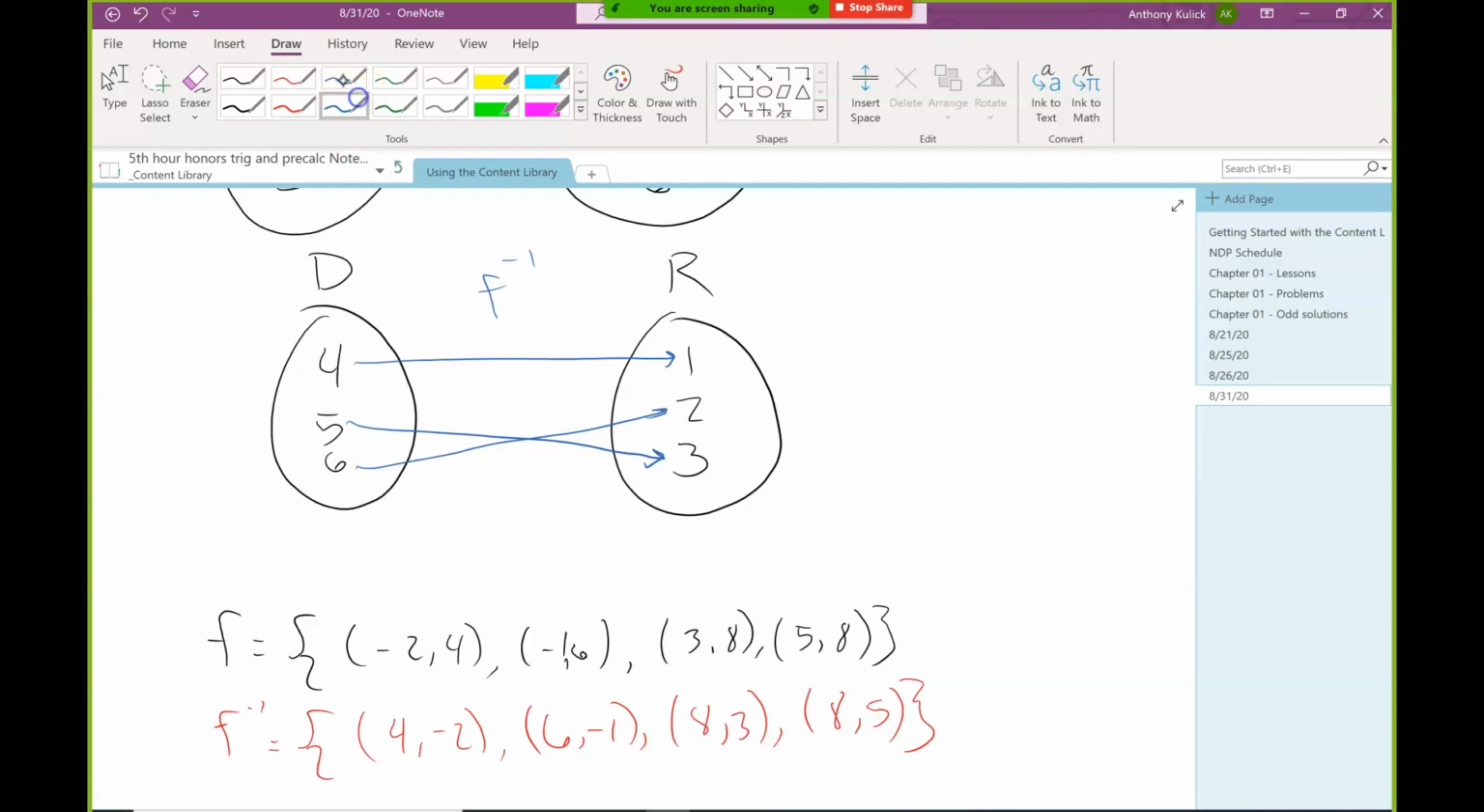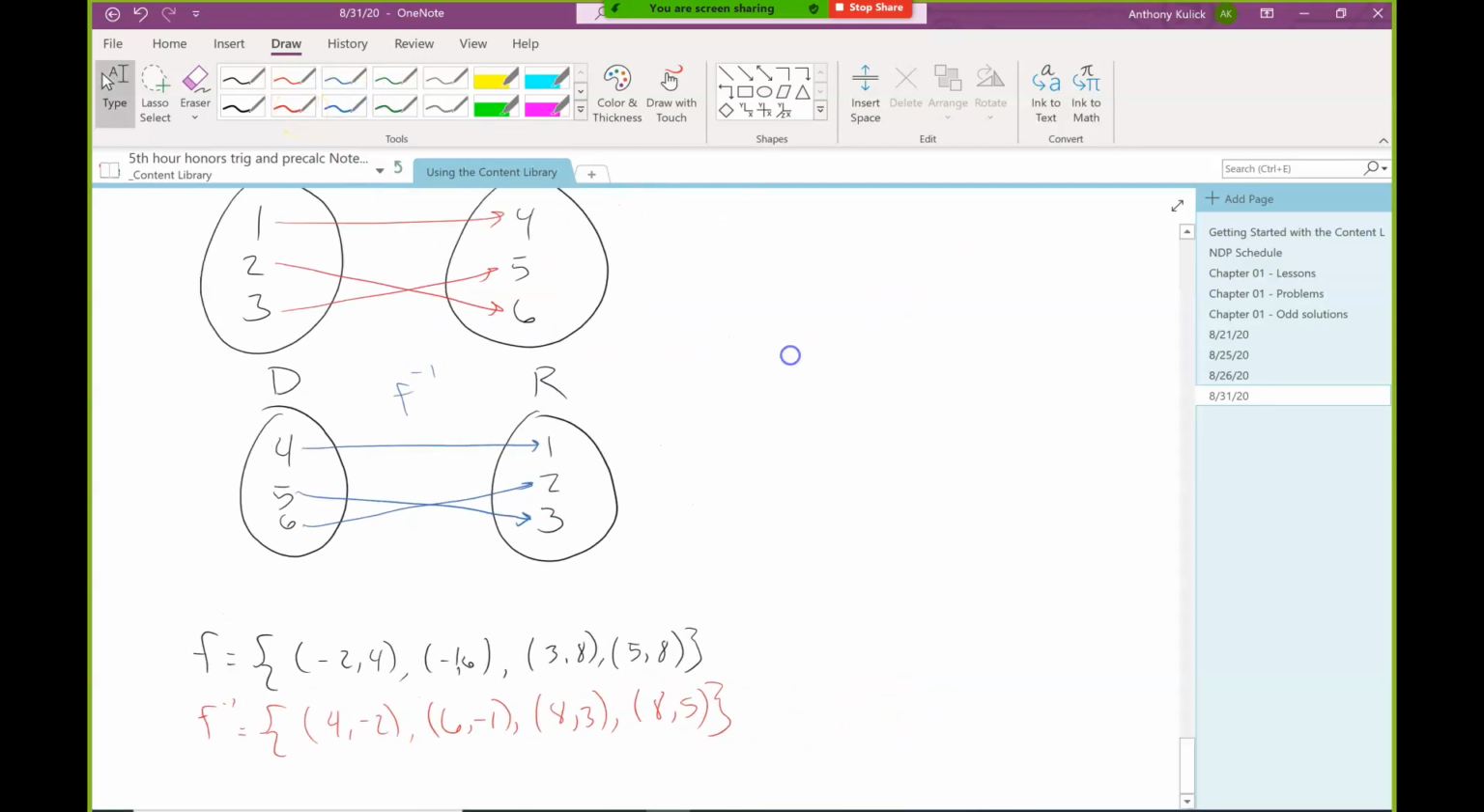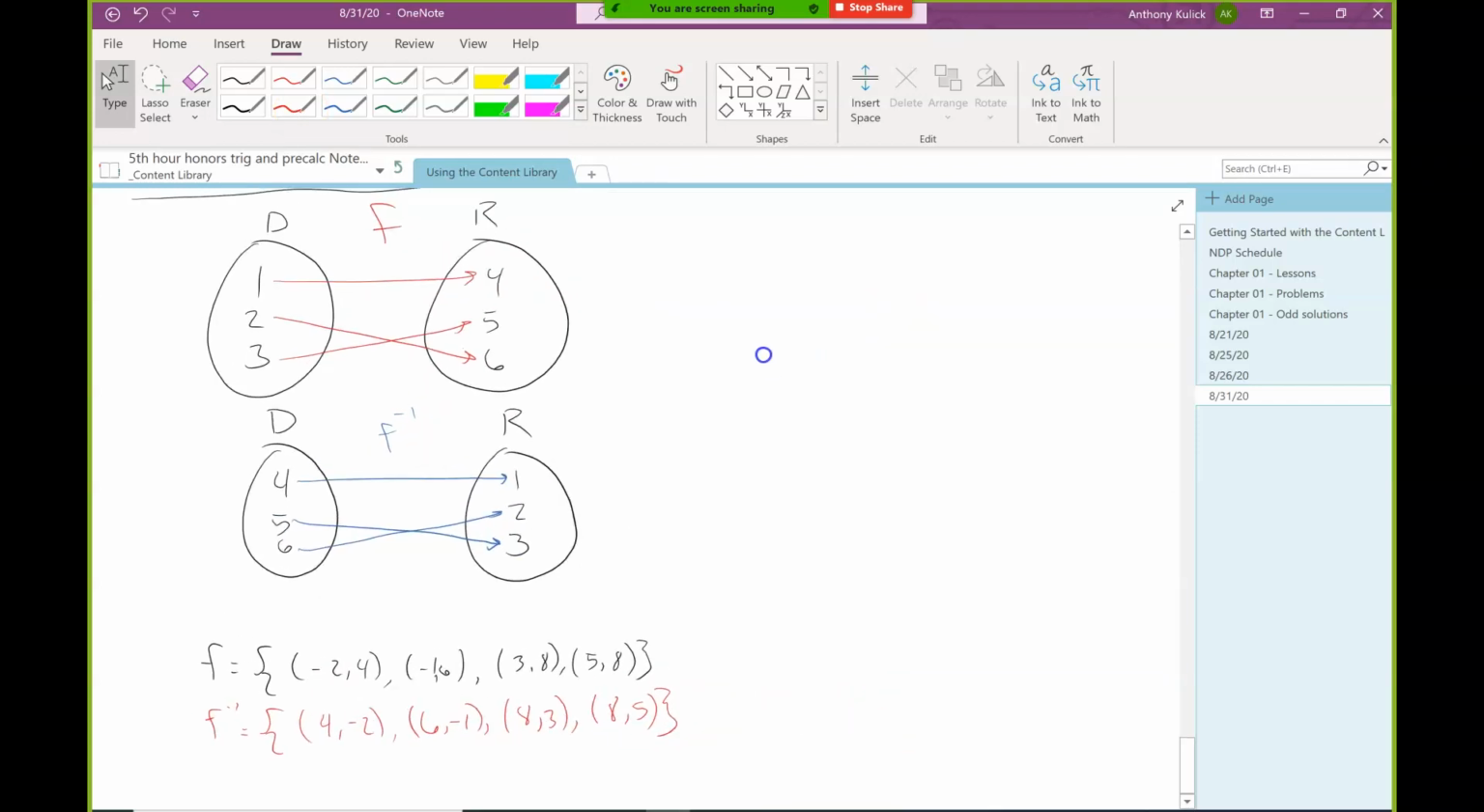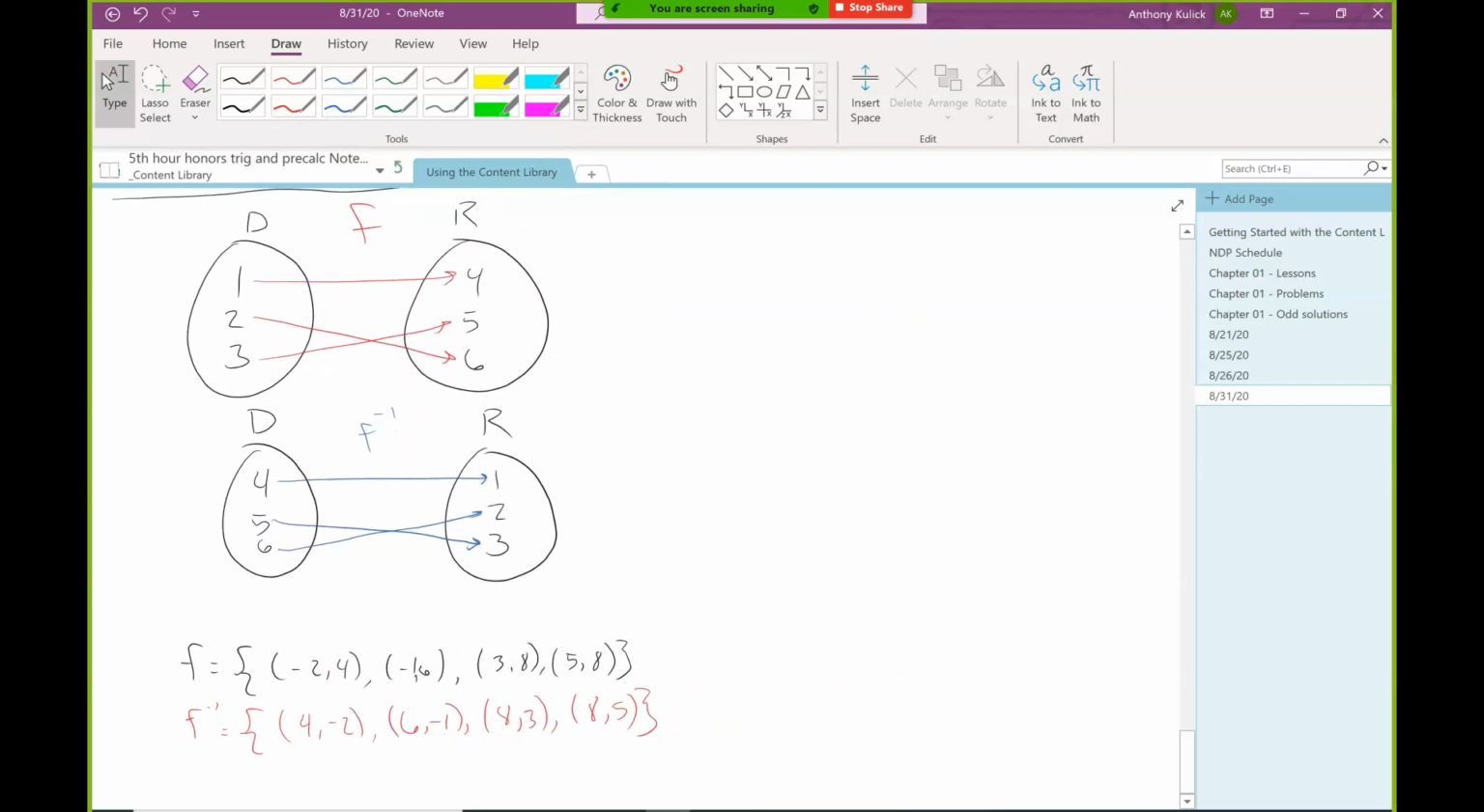Now, if we compare these two examples, you'll notice something different happened in the results here. Let me zoom that out so I can see both of them at the same time. So if I look here at the f inverse we got from the mapping diagrams, is that a function? Yeah, right? That's a function. If I look at the f inverse I got from the ordered pairs, is that a function?